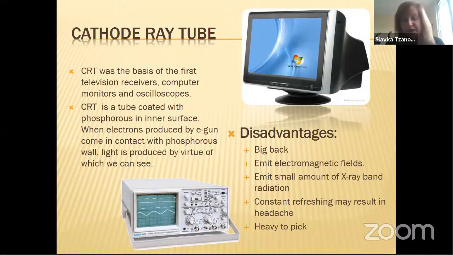It is by that time, again, some commercial in the optics, some publicity. These displays were dangerous for the eyes because they emitted electromagnetic fields, and also there was emission of a small amount of X-ray band radiation. There were other problems. It was necessary to refresh the screen because of the phosphorus, and this constant refreshing resulted in headache sometimes if we stayed a long time in front of this display.